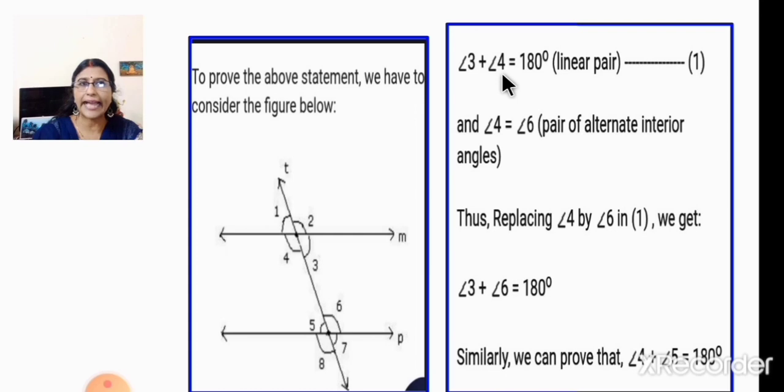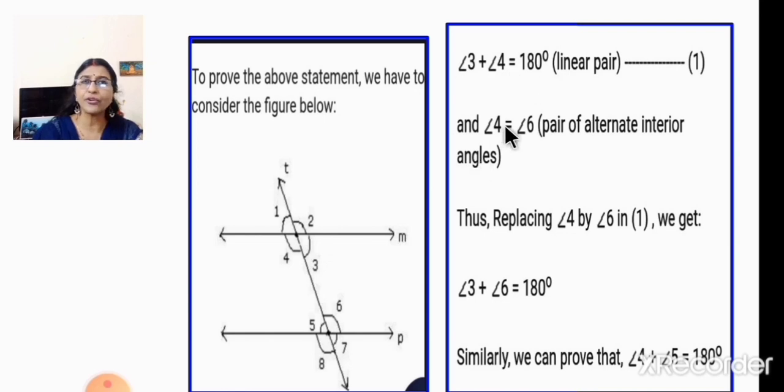Angle 3 plus angle 4 is equal to 180 degrees, which is a linear pair. You can see here, angle 3 is here, angle 4 is here. So, when you add these two, you will get 180 degrees as they are forming a straight line. So, it is a straight angle. It is a linear pair. So, angle 3 plus angle 4 is equal to 180 degrees.